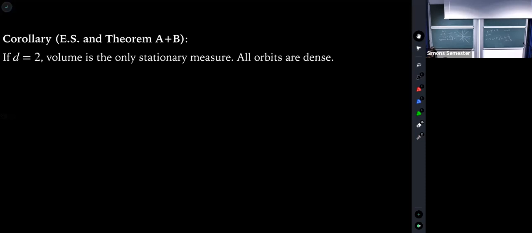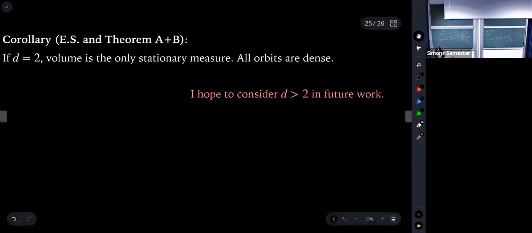So a corollary to all of this. So this is the meat of step 2. A corollary is, using my work and the work of Alex and Simeon and Aaron Brown and Federico Rodriguez Hertz, if d is 2, you can conclude that for this particular measure, volume is the only stationary measure and all orbits are dense. So again, this is a very useful thing to be able to say. It lets you say that on any open set, you can construct such a measure. And again, this is also a finitely supported measure. And I hope to prove this for d greater than 2 in future work.